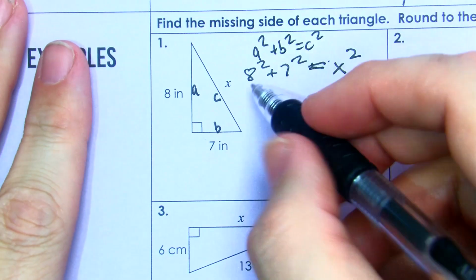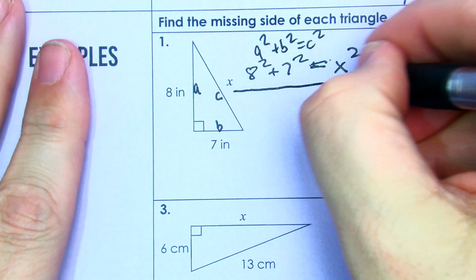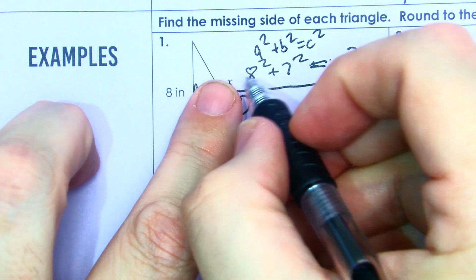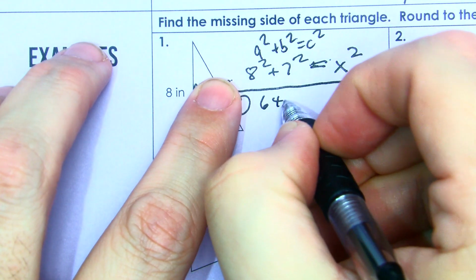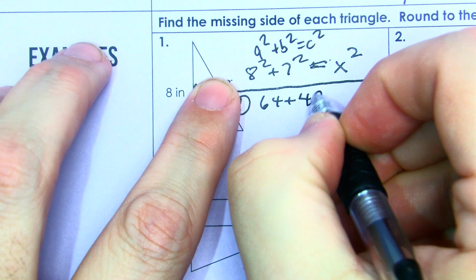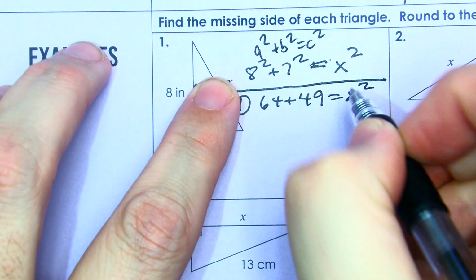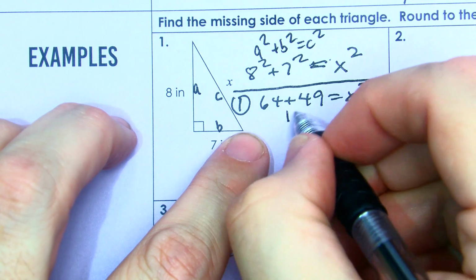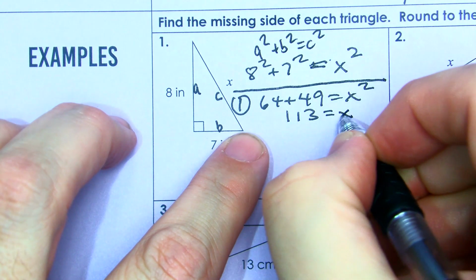I'll say, here's the first way. Actually calculate this stuff out. So you'll get 64 plus 49 is equal to x squared. Then add them up. So you're going to get 113 is equal to x squared.